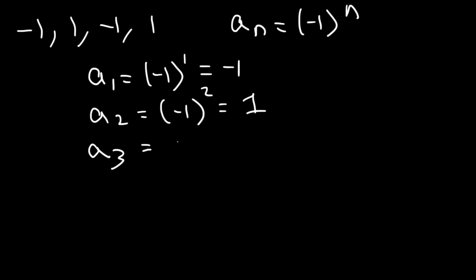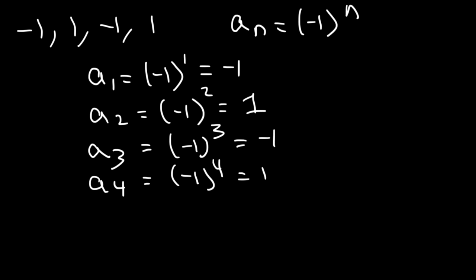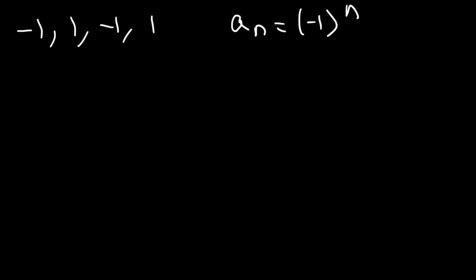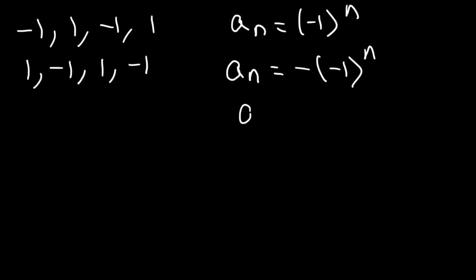If you plug in 3, whenever you have an odd exponent, it's going to be negative. If you plug in 4, then it's going to be positive. So now, what if the order was reversed? What's the equation for this pattern of numbers? All you need to do is either put a negative sign in front, or what you could do is simply use n minus 1 instead of n.